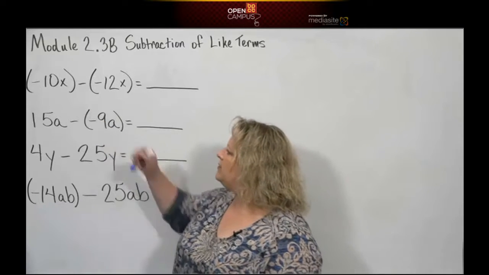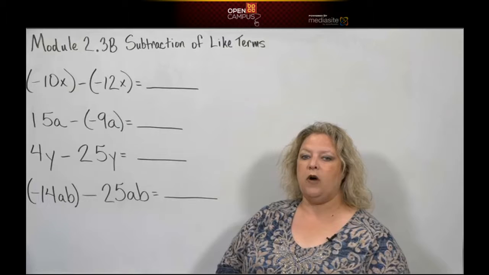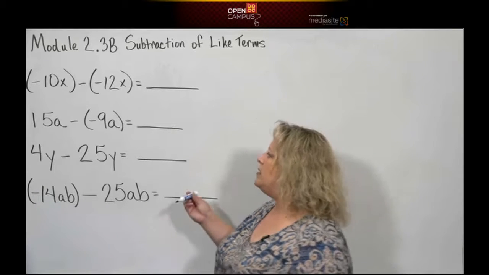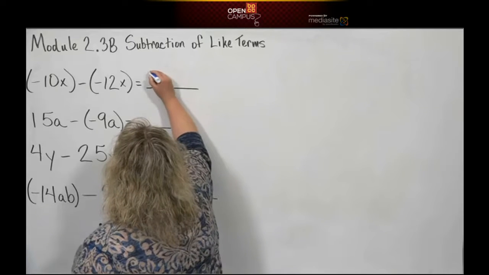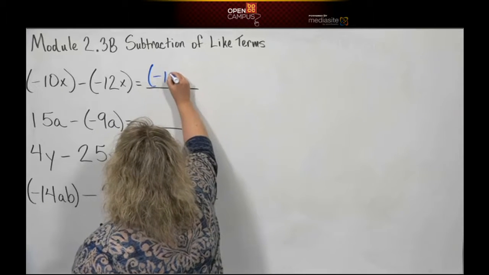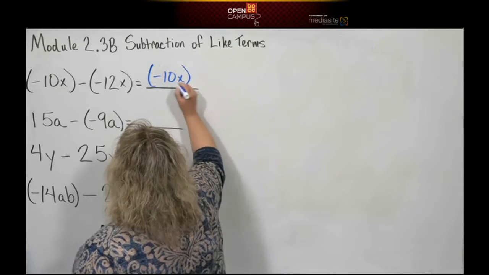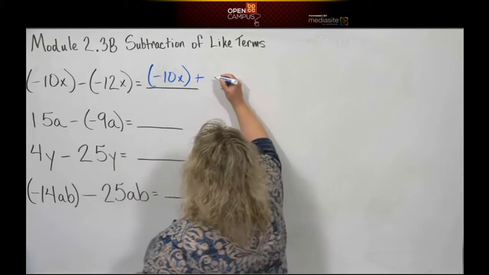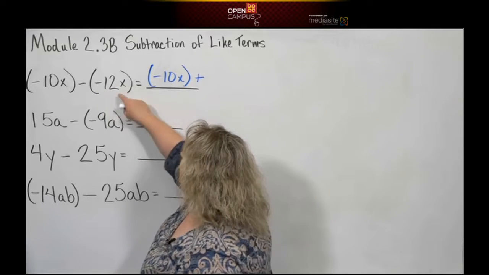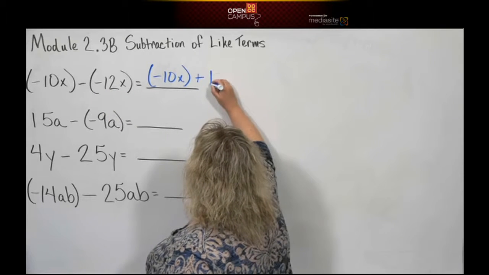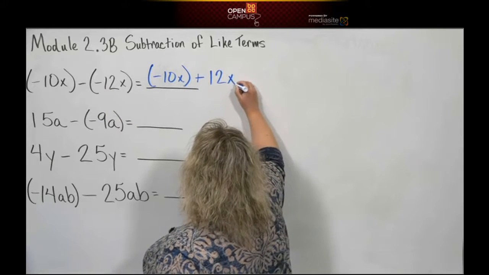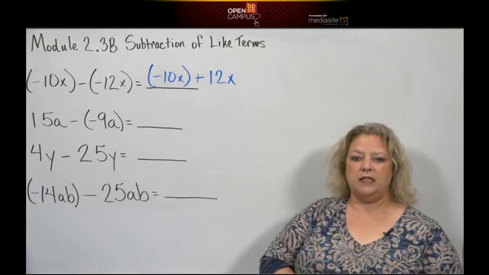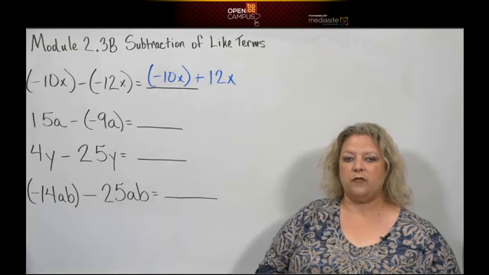So I have a negative 10x minus a negative 12x. So remember, subtraction means to add the opposite. So let's write that down. We have negative 10x. We're going to rewrite our subtraction as addition. And then our negative 12x, we want the opposite of that, which is a positive 12x. Now, once you rewrite it as an addition problem, you follow the rules for adding.